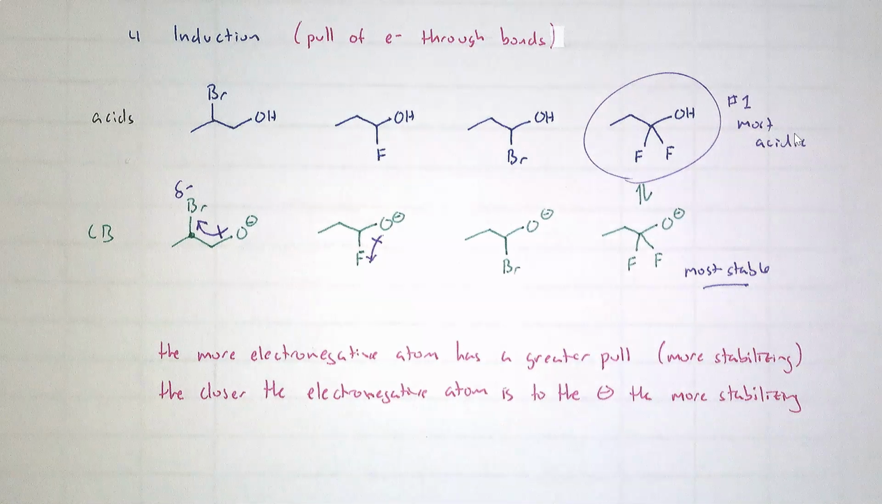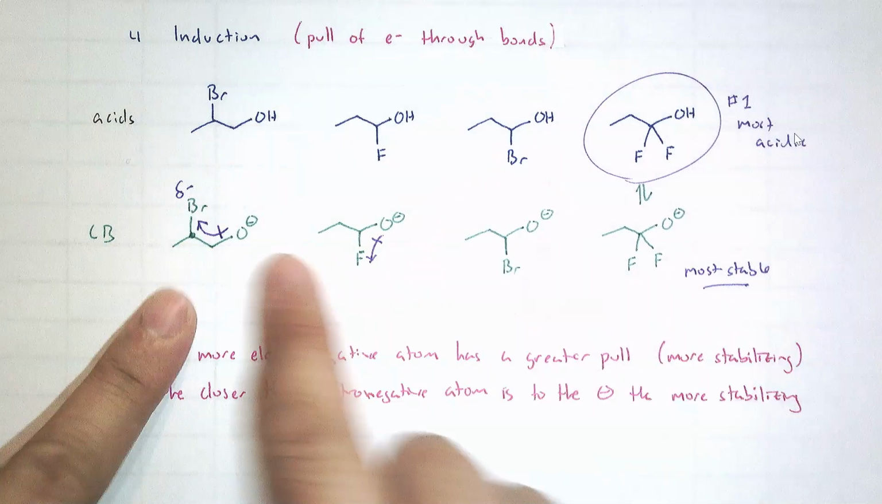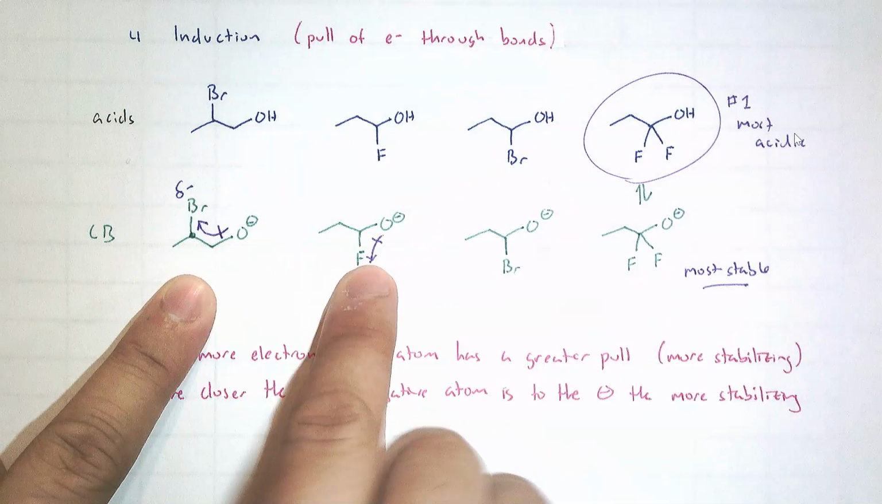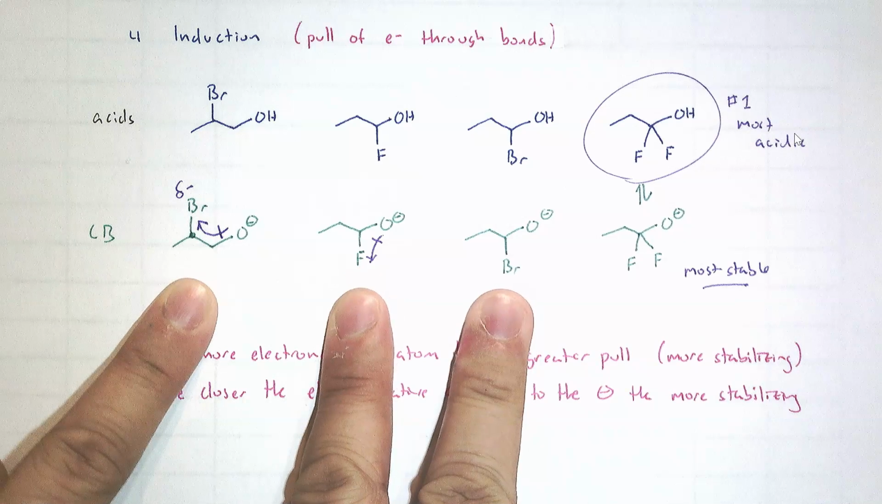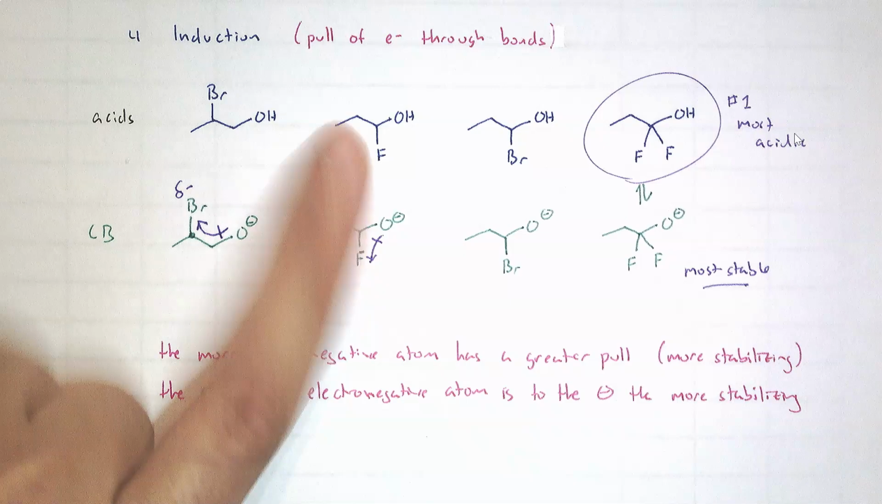Second most acidic. You have these three. Or really, we should look at the conjugate bases. Out of these three, which one is the most stable? The fluorine. The one with fluorine. This is number two.